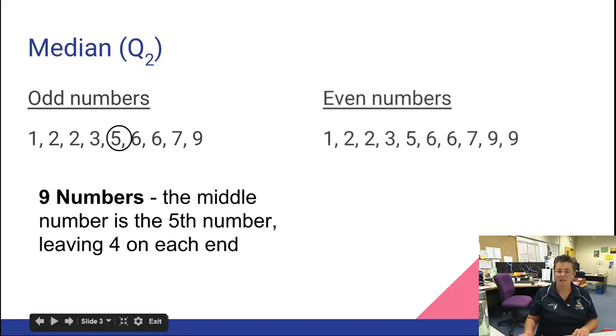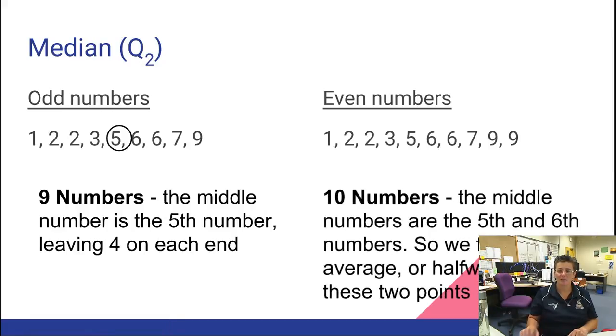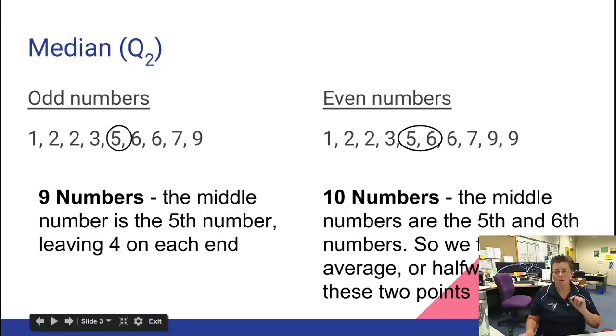When we have an even set of data, so in this case, basically the same set of numbers, but I've got an extra 9 on the end, I now have 10 numbers. So instead of having just 1 number in the middle, I have 2. So in this case, I've got number 5 and 6, which happen to be the 5th and 6th numbers. So I've got 4 numbers on this side, and I've got 4 numbers on this side. So our median of this set of data is actually halfway between those. So we add them together and divide them by 2. So in this case, it's 5.5.